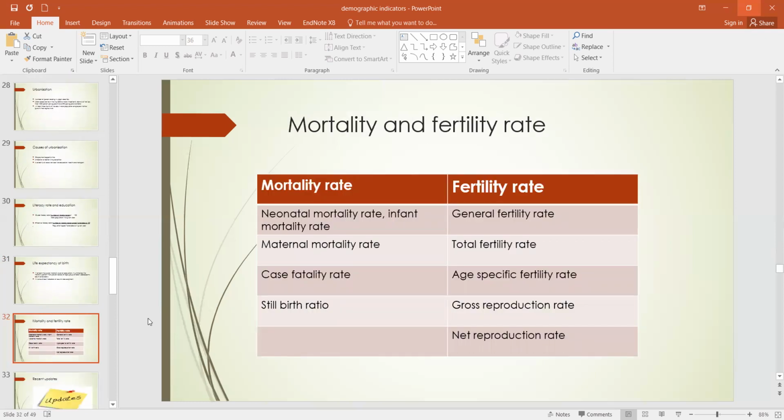Now comes the mortality and fertility rate. There are different mortality rates, like neonatal mortality rate, infant mortality rate, maternal mortality rate, case fatality rate, and stillbirth ratio. And in fertility rate, there are general fertility rate, total fertility rate, age-specific fertility rate, gross reproduction rate, and net reproduction rate. I can only make a slide of the names of these parameters, because in upcoming presentations my different colleagues will deliver presentations on that topic.